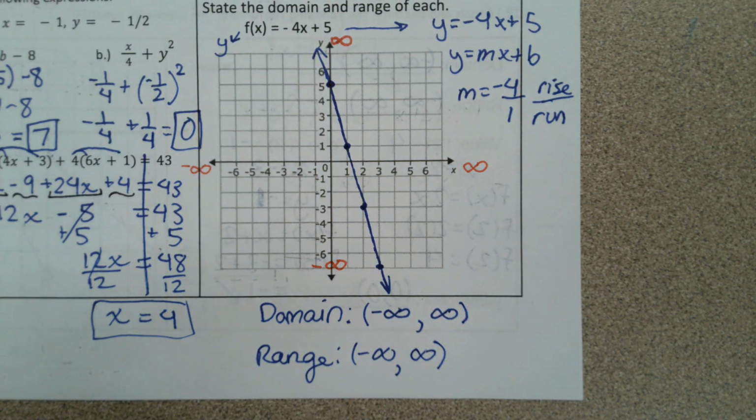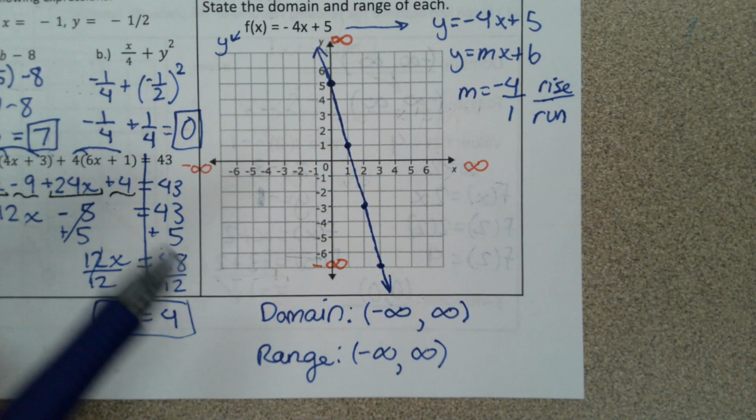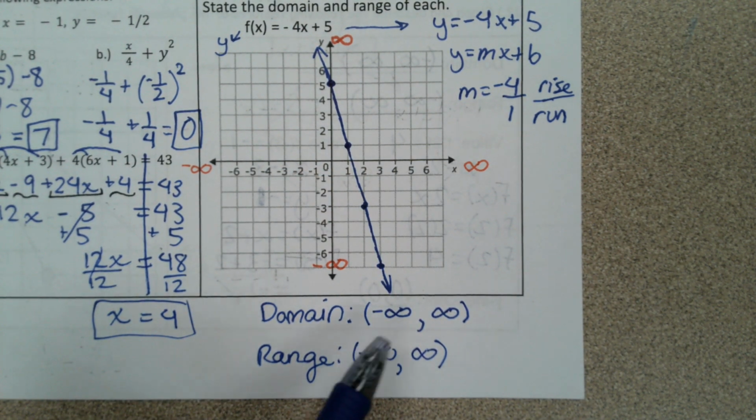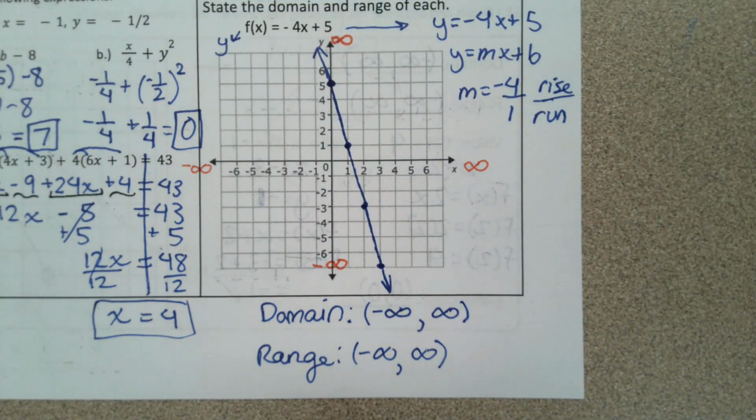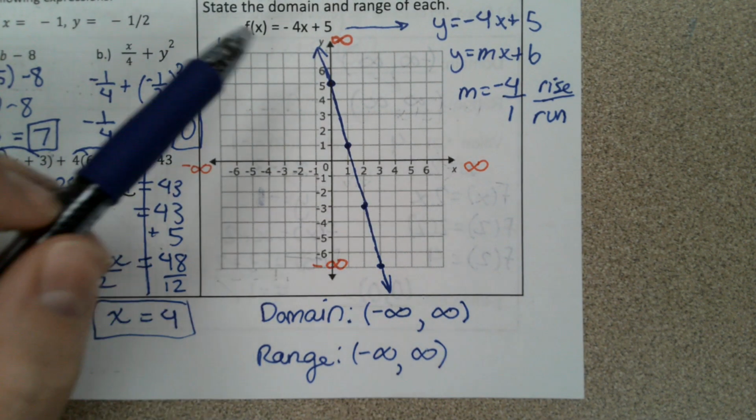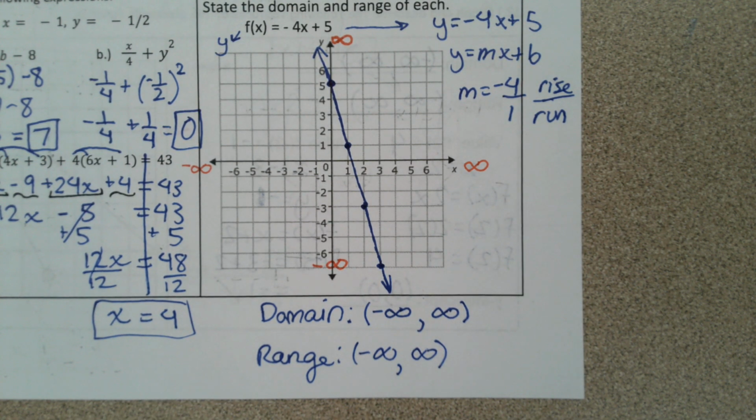So basically, when you have a nice straight line in y equals mx plus b form, your domain and range are both going to be negative infinity to positive infinity. Hopefully that makes sense. It really should, because there are no gaps, and when we have a line, it's just going to keep going. You know that. We can only graph so much of it here, but it's just going to keep going.